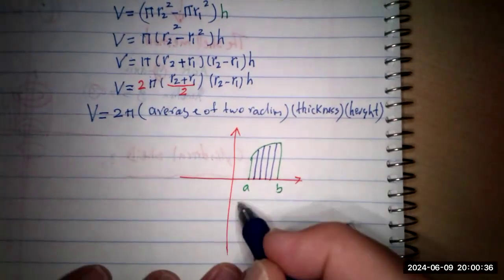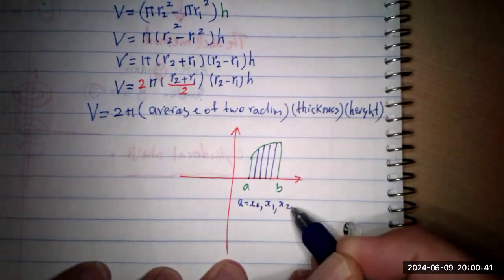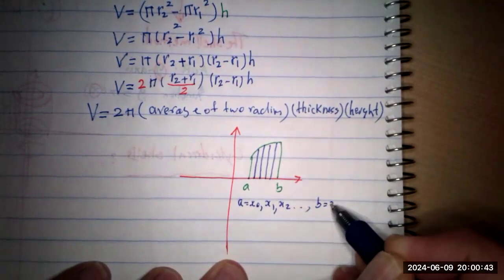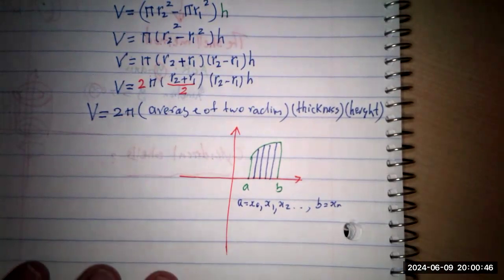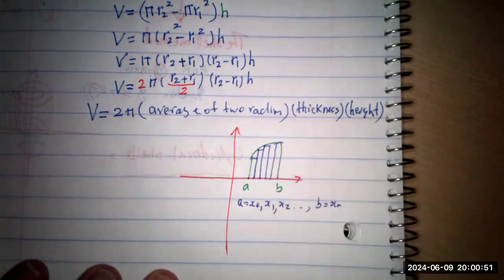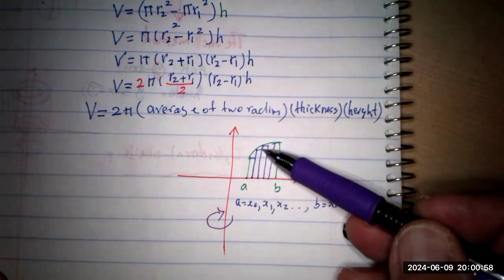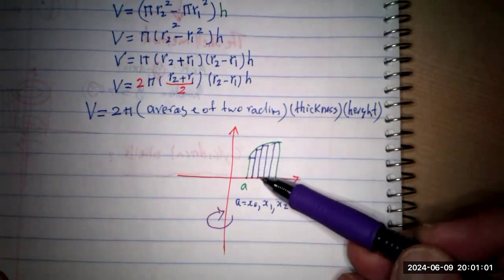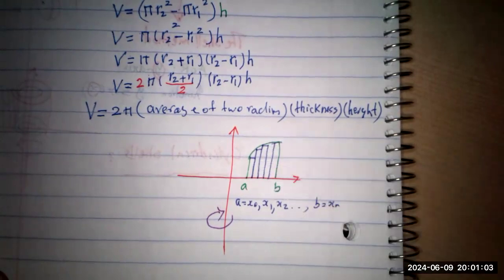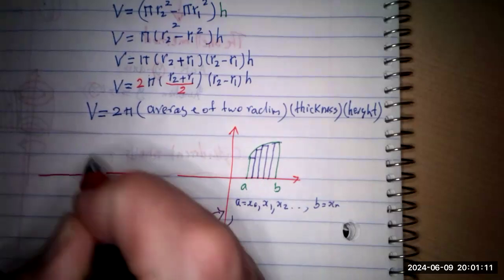So the partition that we use, remember, A is something like x0, then we get x1, x2, x3, up to B, which is going to be your xn. That's a partitioning. And then what we do is we just make some rectangles here. Now we are going to rotate it along the y-axis. So what I'm going to do is pick only one of these to explain it, because the volume would be the sum of these.